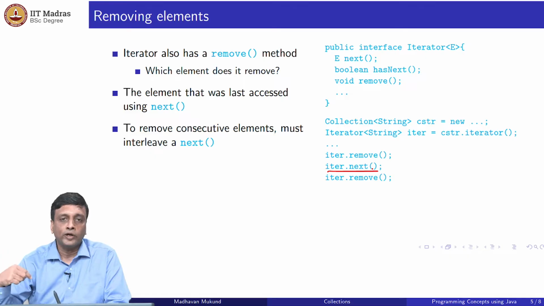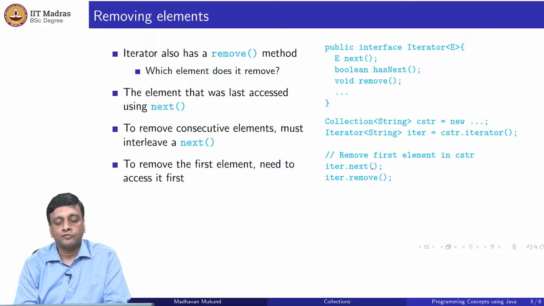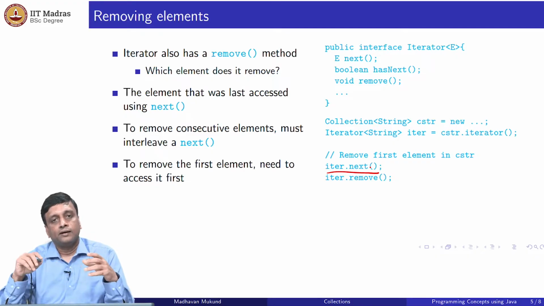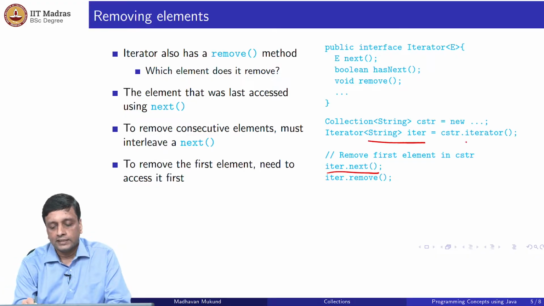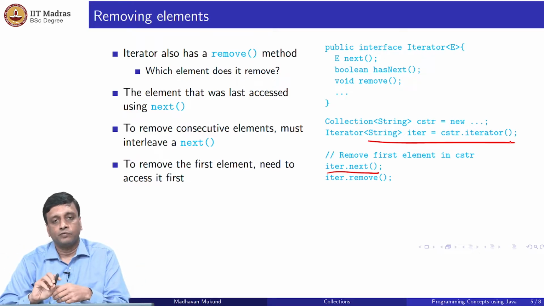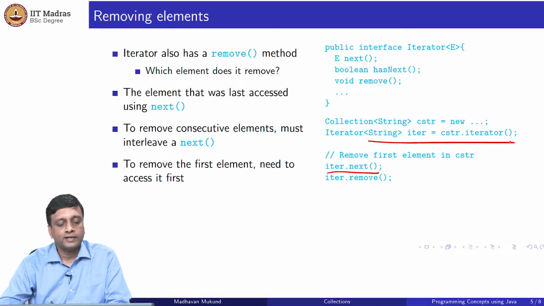Only if that next is pointing to a value which has just been returned by the iterator can I remove it. This also means that if I want to remove, for instance, the first element in a collection, say I have this collection of strings and I want to remove the first element, I will first have to access that first element. So, I will have to initialize an iterator, and then first say next to get the first element and then remove it. This is the thing that you have to remember: remove is tied to next. You cannot do a remove without having done a next just before it.